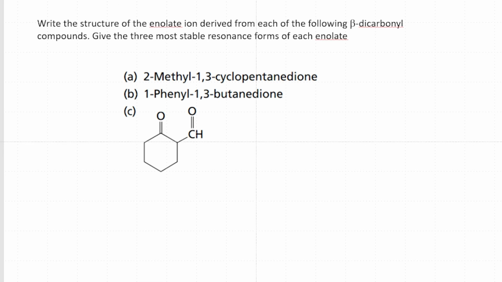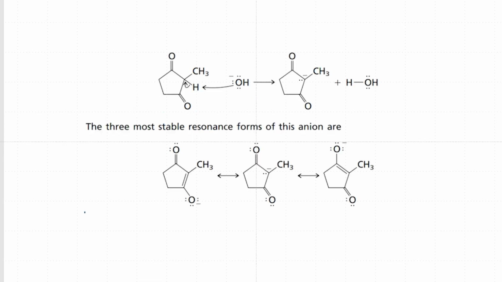The next question is, write the structure of the enolate ion derived from each of the following beta-dicarbonyl compounds and give the three most stable resonance forms of each enolate. So let's start working on this one by one. The first question is 2-methyl-1,3-cyclopentanedione. So let's look at this answer here.